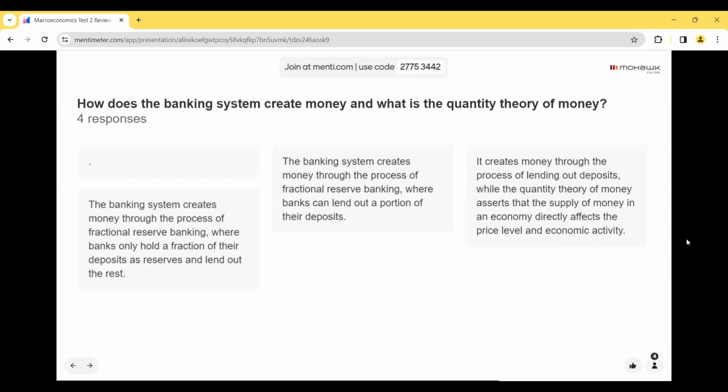The banking system creates money through the process of fractional reserve banking, where banks only hold a fraction of the deposits in reserves and lend out the rest. Banks create money through fractional reserves. Quantity theory: money supply influences prices.